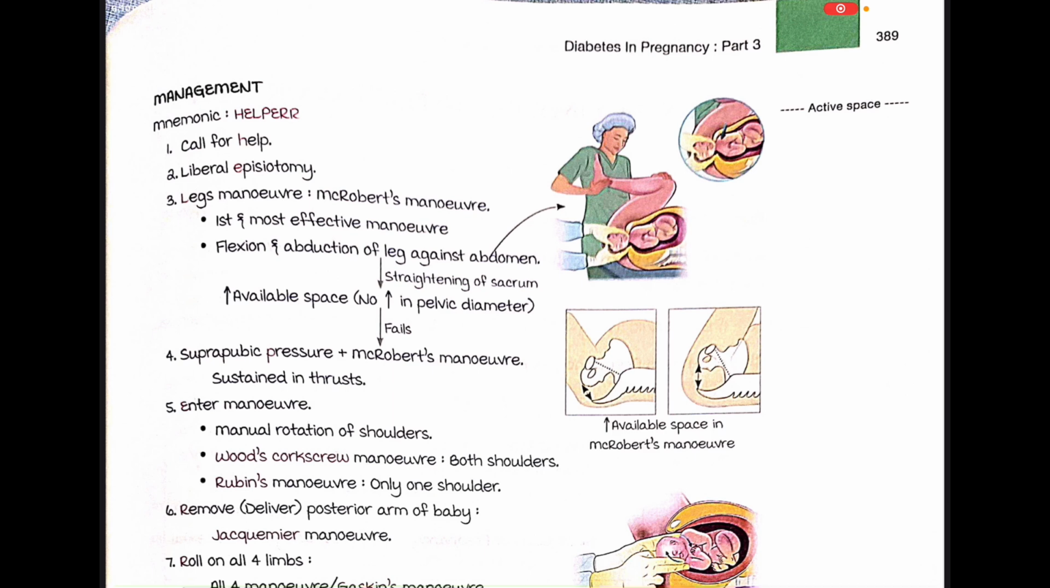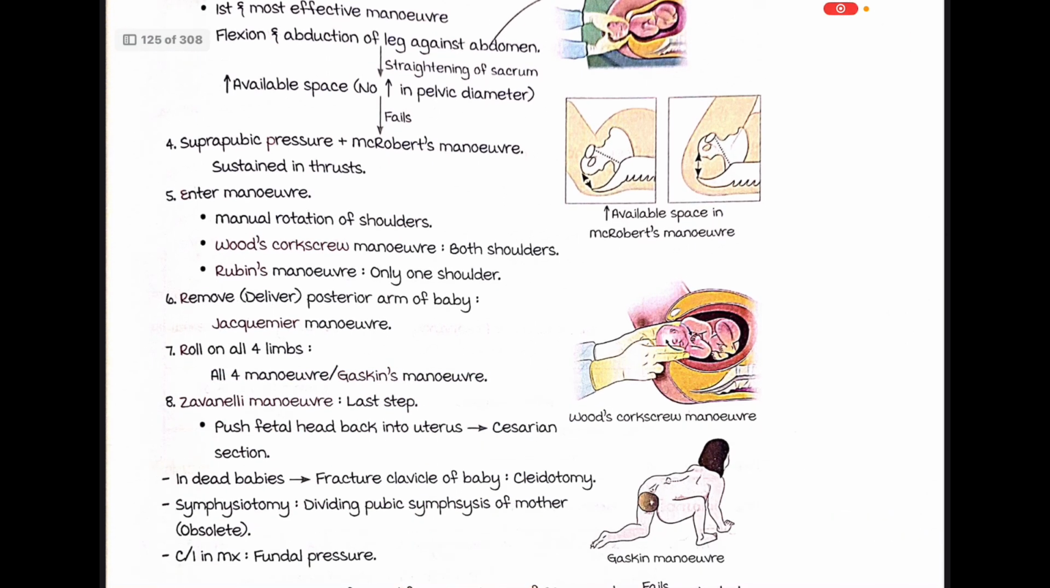It decreases the available space but does not increase pelvic diameter, so it may fail. Then suprapubic pressure with the McRoberts maneuver sustained. Next, internal maneuvers: manual rotation of shoulders, Wood's corkscrew maneuver, both shoulders. Rubin's maneuver, only one shoulder. Then deliver the posterior arm of the baby, Jacquemier's maneuver. Roll onto all four limbs, the all-fours maneuver, Gaskin's maneuver.